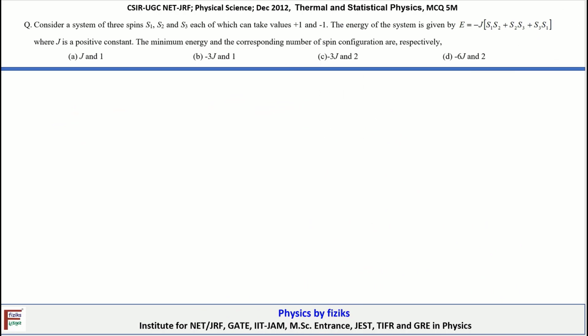So let's continue with the next problem. The statement is: consider a system of 3 spins S1, S2 and S3, each of which can take values +1 and -1. The energy of the system is given by the expression E equal to -J times (S1 S2 plus S2 S3 plus S3 S1). Let's call this equation 1, where J is a positive constant.